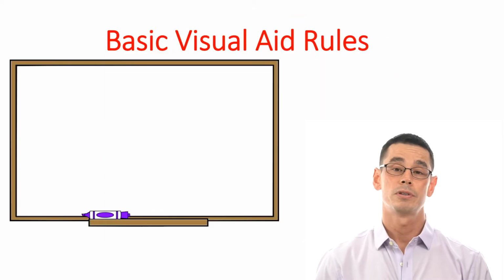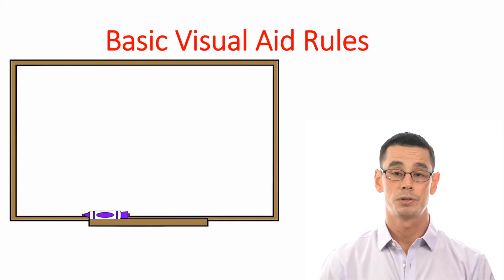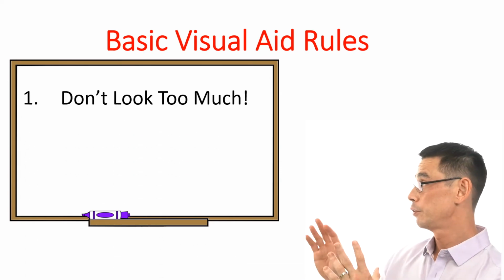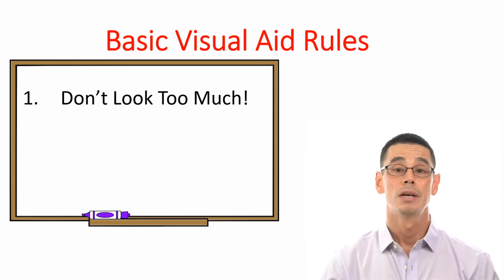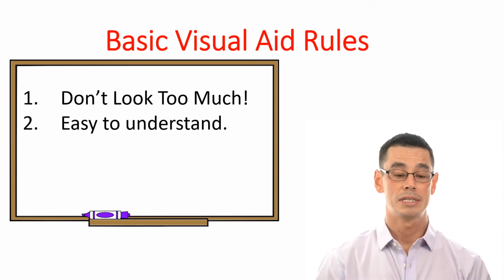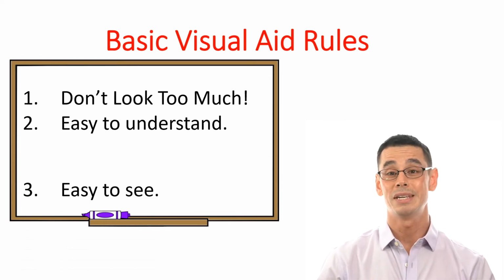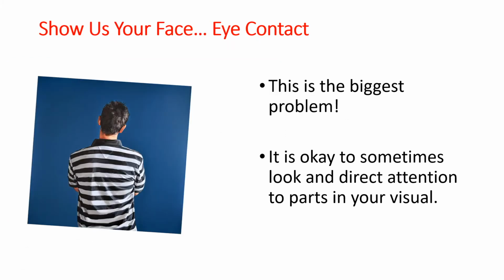In this video, we're going to focus on three basic rules of visual aids. The first rule is focus on the audience and not towards your visual aids. The second rule is you want to make it easy for the audience to understand. And the third rule is you want to make it easy for the audience to see.